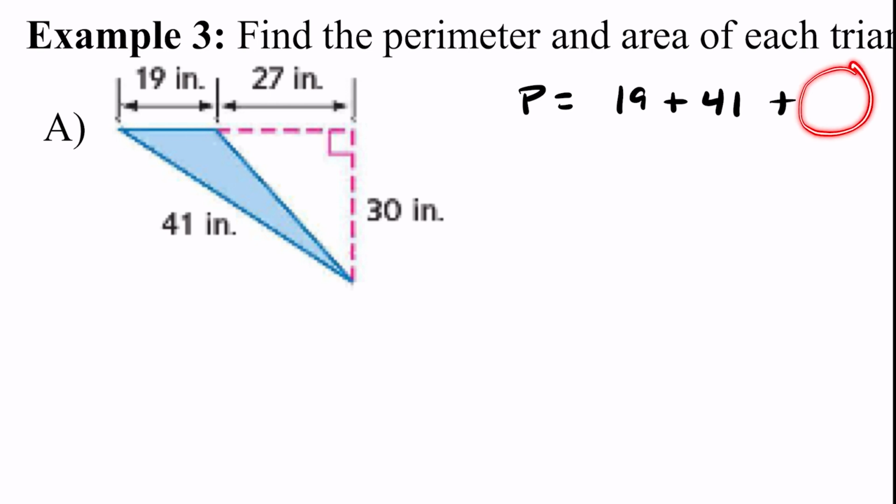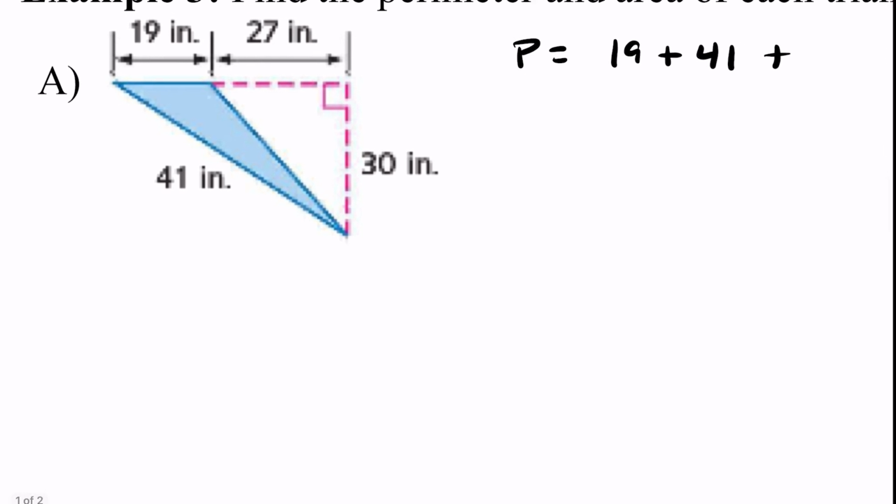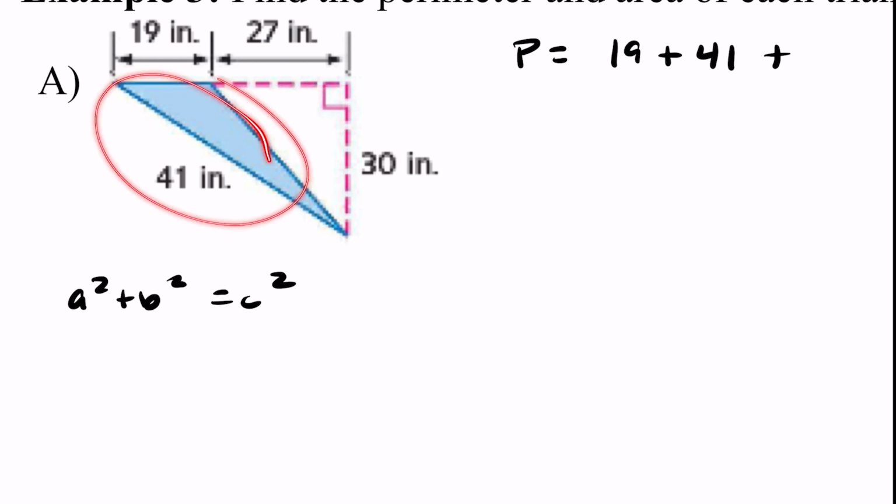Do I write 30 here? Do I write 30, yes or no? No, because it's not part of that shaded figure. So what do I need to do to figure out this one missing side here? Pythagorean theorem, okay? So I'm going to do a squared plus b squared equals c squared. What's a? I'm talking about if we're trying to figure out this missing side, right? What's a? 27, right? This is a right triangle. We can only use the Pythagorean theorem when we have a right triangle.